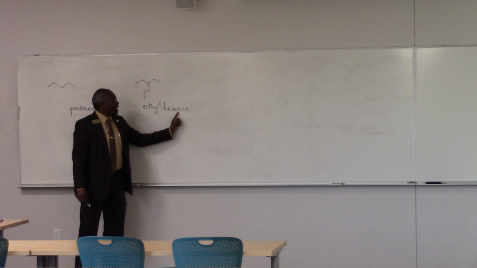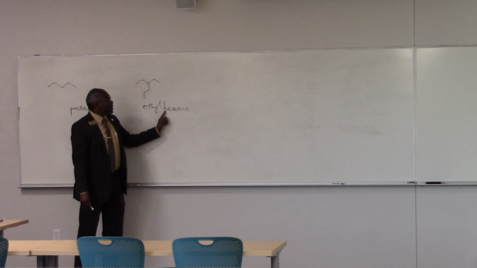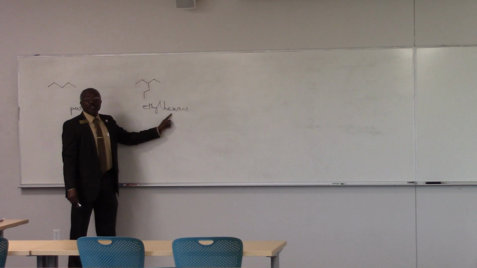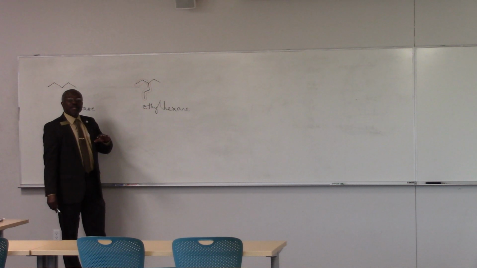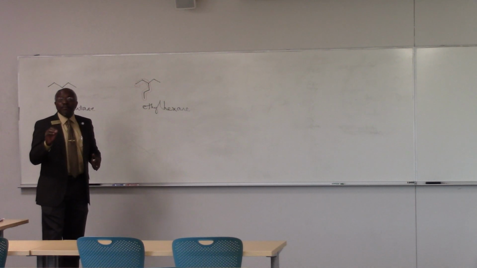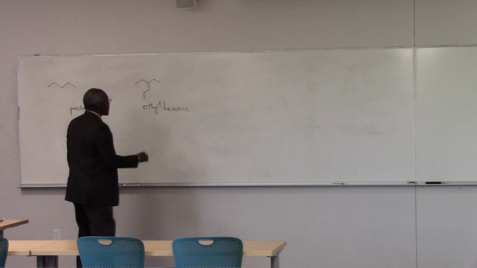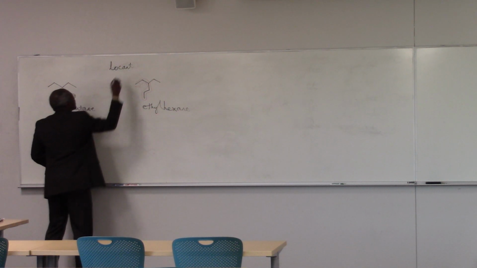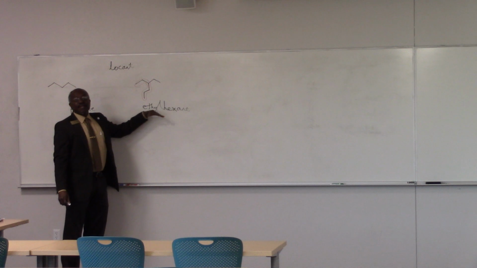So I have my major functional group, in this case an alkane, the length of the longest carbon chain, and the substituent on the chain. But the problem is, I need to indicate where on the chain that substituent is. So I need a number that identifies where on the carbon backbone that substituent lies. That number is called a locant. So I need a locant that indicates where on the backbone of the hexane my ethyl group lies.